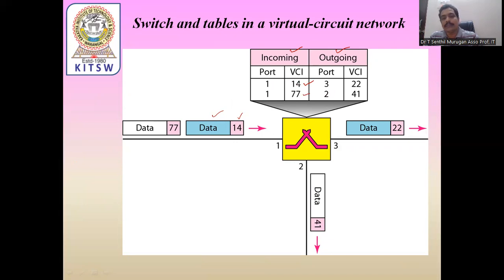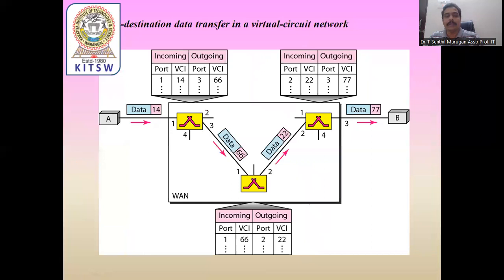Once it reaches 14, what will it do? It will forward it to port 3 with the VCI number 22. It may then reach some router, so the VCI may be changed there. Like that, the VCI will be updated in the packet as it goes from source to destination.